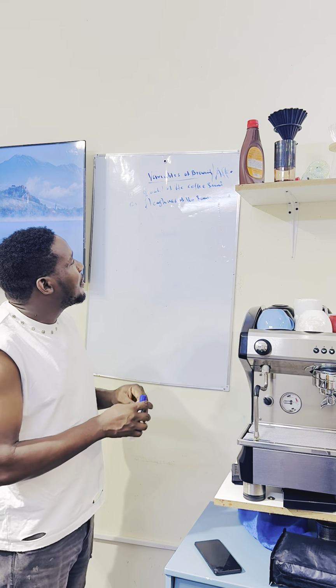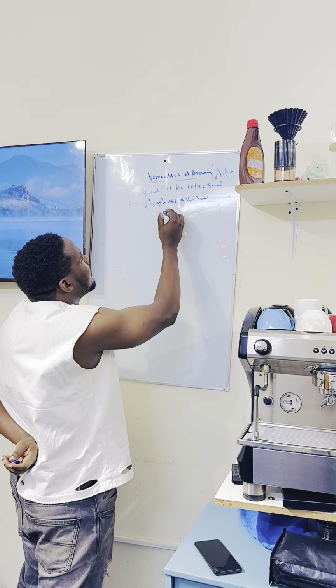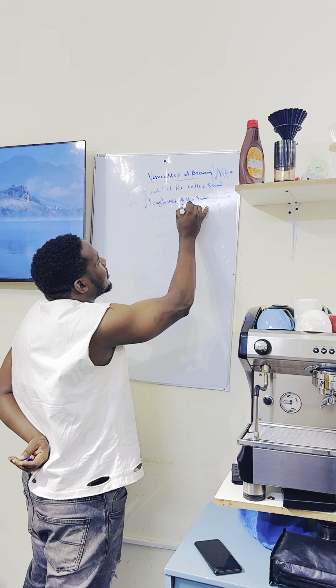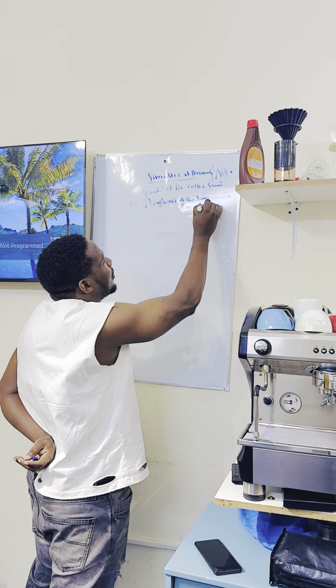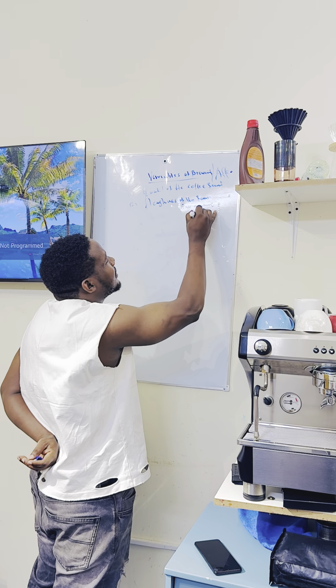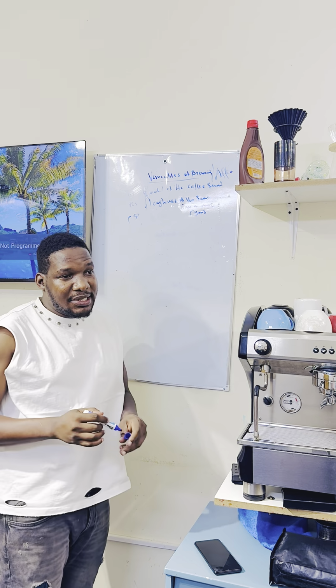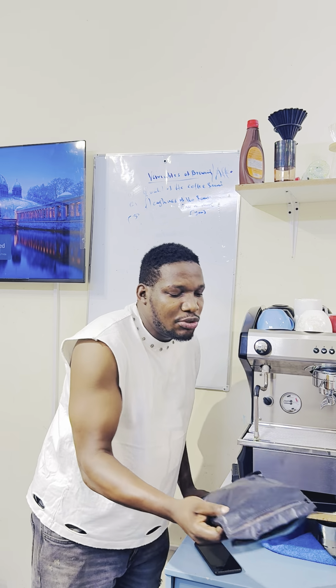So for the best pick, beans are supposed to degas for about one week to get the best pick. I'm done with that point. Do you understand it? So you need to consider the coffee beans before you start to brew your coffee.